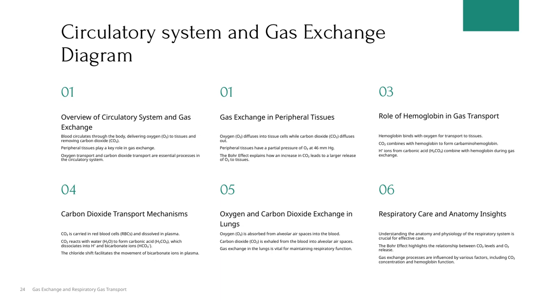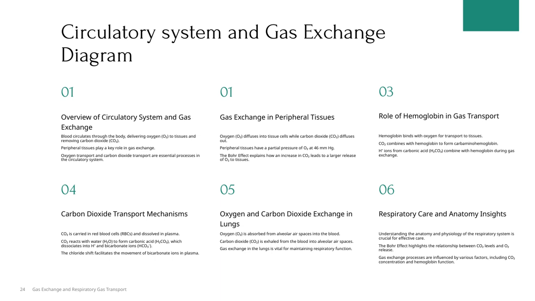Focusing on the lungs, CO2 is transported in a few different ways. It can be carried in red blood cells or dissolved directly in plasma. Interestingly, CO2 reacts with water to form carbonic acid, which then dissociates into hydrogen ions and bicarbonate ions. This process is facilitated by the chloride shift, which helps move bicarbonate ions in and out of red blood cells, maintaining acid-base balance.